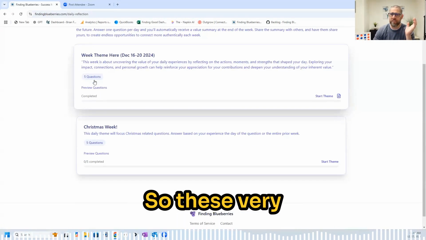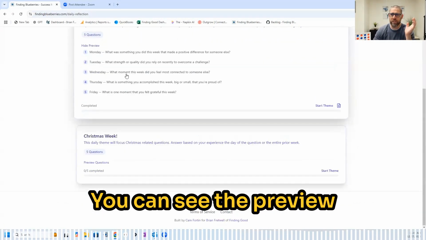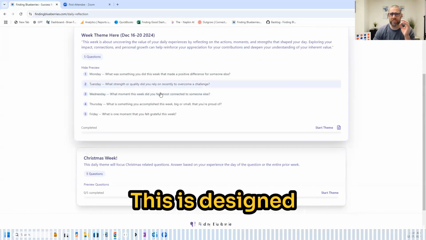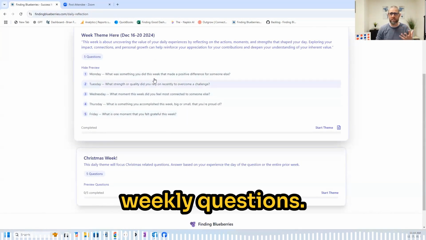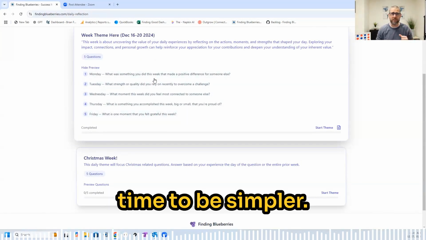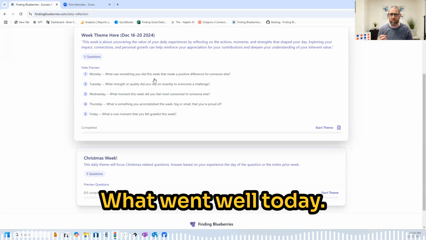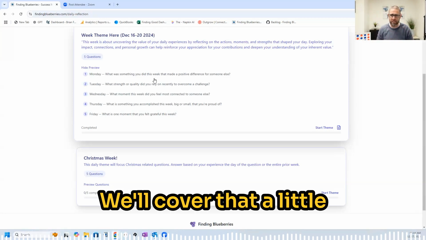So these are a very similar process. You can see the preview questions. Right now, this is designed so you can answer them all at once at the end of the week. We created them as weekly questions. This will change over time to be simpler. What went well today? We'll cover that a little later.